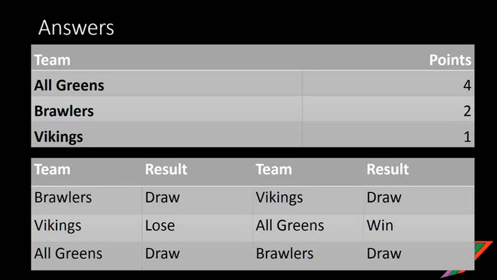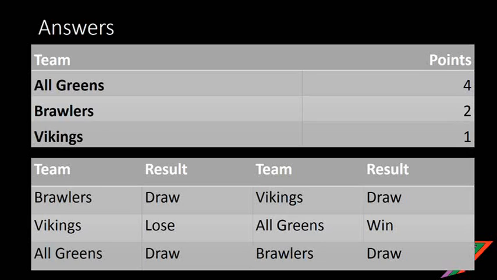So they've drawn both of their games. They didn't beat the Brawlers. So how about the Vikings? The Vikings only have 1 point, so they must have 1 defeat and 1 draw. So therefore the Greens got their victory over the Vikings. It gives them their 3 points. Then the Brawlers, with the 2 points, they must have drawn both their games. So you got 2 draws there. And then we got the Vikings who drew with the Brawlers, and that actually covers off, as you can see in this table here, the 3 games that were played and what the results were.